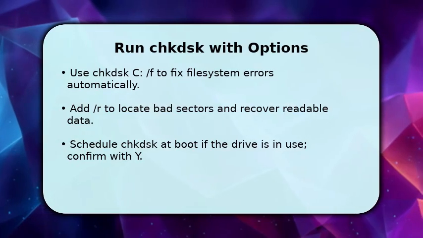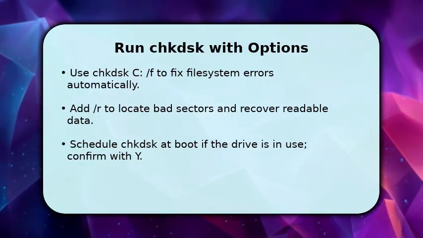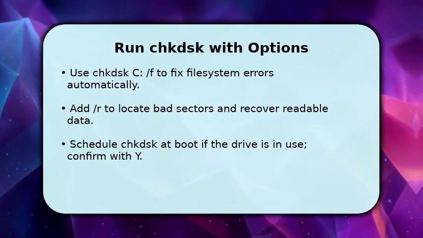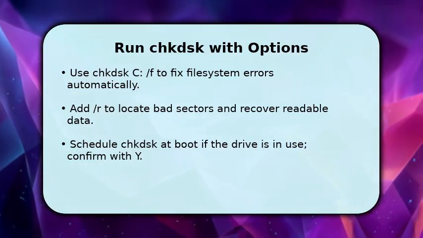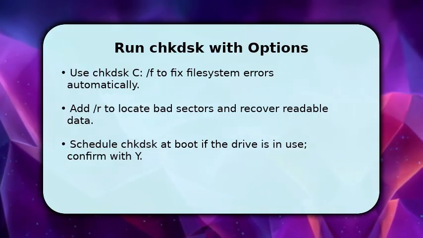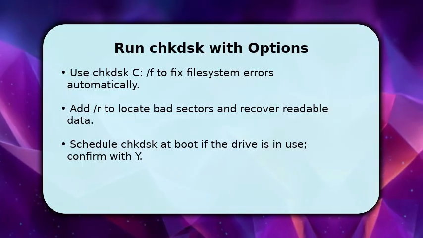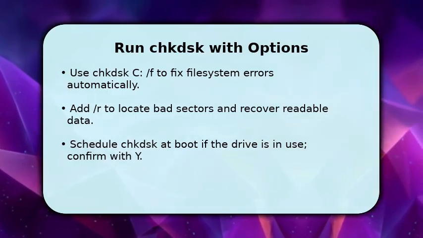Now run the repair. Type chkdsk C: /f to fix file system errors. This updates metadata and clears corrupt entries. If you suspect physical issues, run chkdsk C: /f /r to scan for bad sectors and try to recover readable data. This takes longer. If the volume is in use, the tool will ask to schedule at next boot.